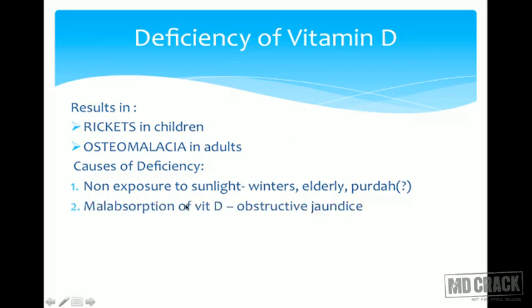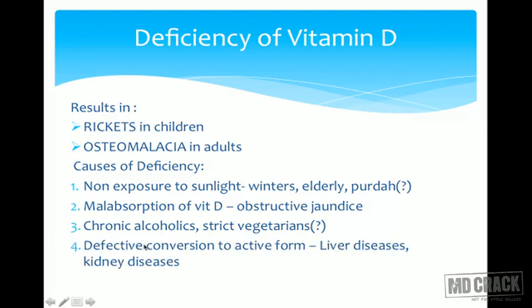Malabsorption of vitamin D, when does it take place? In obstructive jaundice. Why? Bile salts are required for its absorption. Chronic alcoholics also can develop vitamin D deficiency, and maybe in strict vegetarians. However, this is not proved because vitamin D can be synthesized with the help of sunlight.